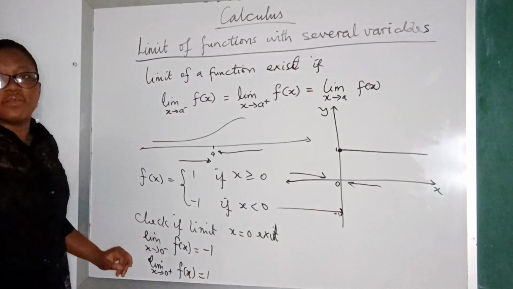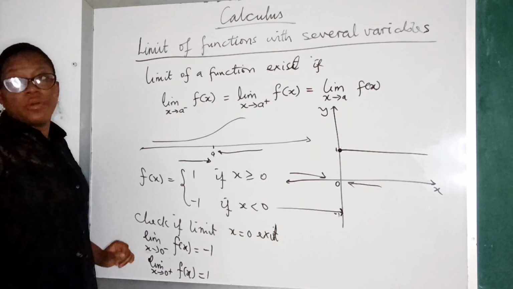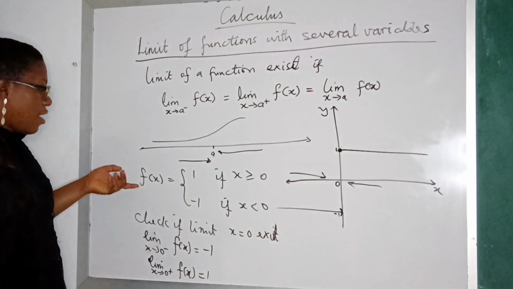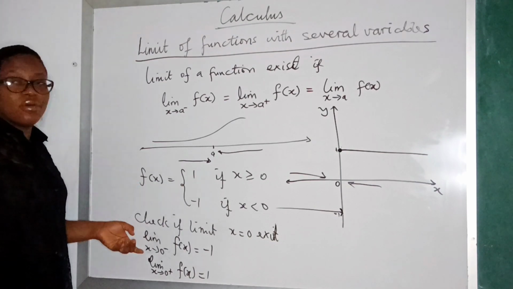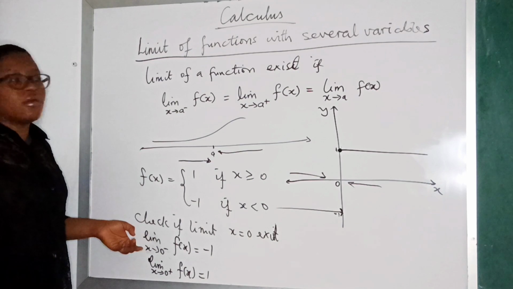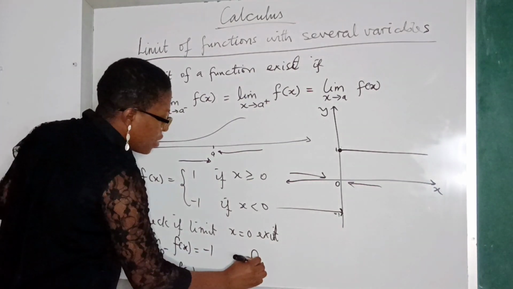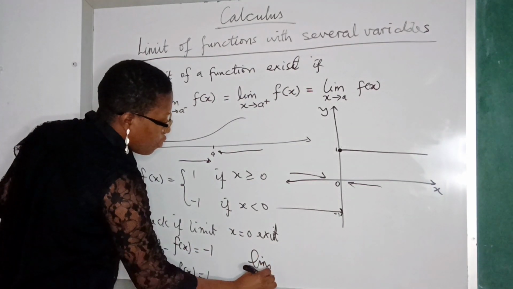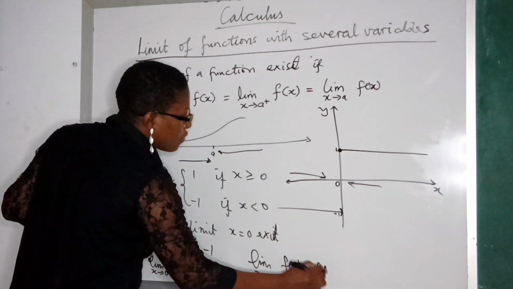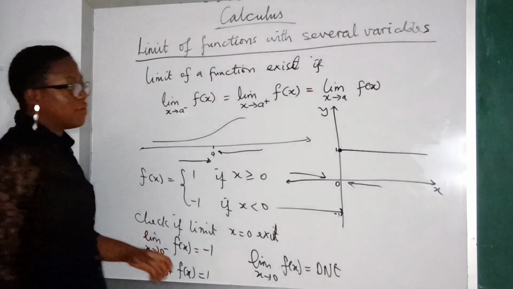And the two of them exist, right? Yeah. But are they equal? No. So the limit of this function at x equal to 0 does not exist. Do you understand? So the limit as x tends to 0 of f of x does not exist. That's how we write does not exist.